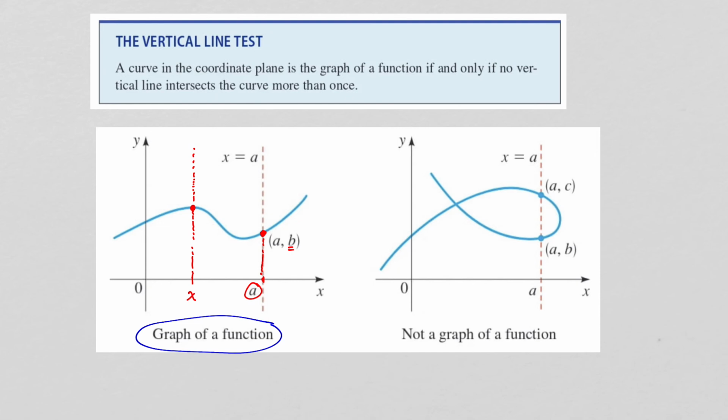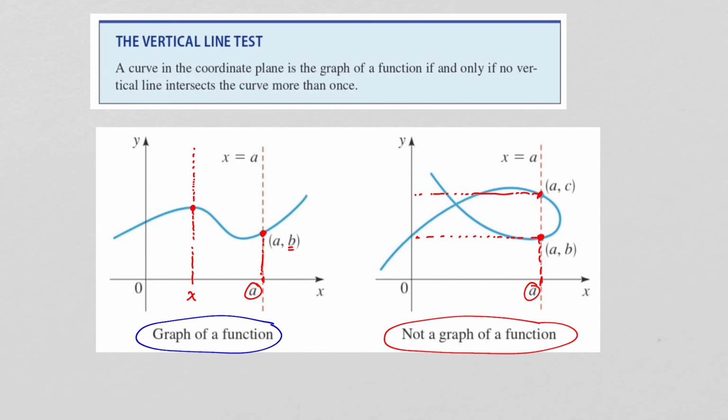But you'll notice in the second graph, quite easily, if you pick this particular value of x here, there are two values of y corresponding to that value of x. Okay, so there's a value of y here on the y-axis, and there's a value of y here on the y-axis. And because that one value of x has two different values for y, that is not a function.